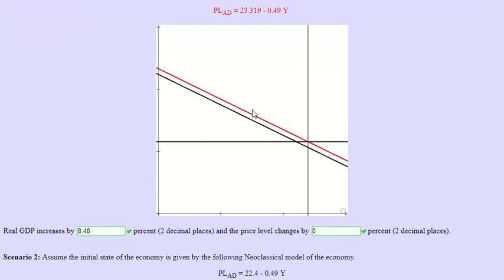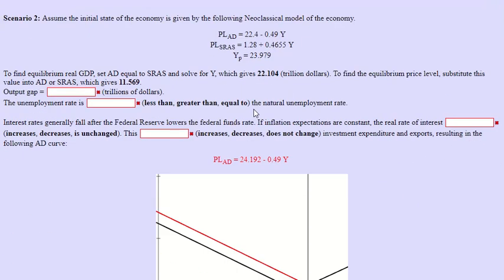Okay, now moving on to the neoclassical critique of monetary policy. Okay, here, short-run aggregate supply is not perfectly elastic. Short-run aggregate supply is upward sloping, right? And to find the equilibrium, I set this equal to that, solve for GDP, and I happen to get 22.104. When I plug this value into the short-run aggregate supply curve, we get 11.569. When I plug this value into the aggregate demand curve, we get 11.569. Okay, so we've done that before. I'll spare you the details here.